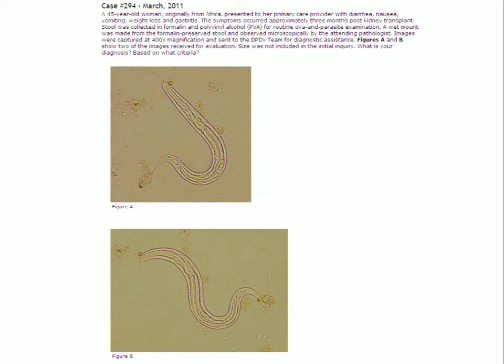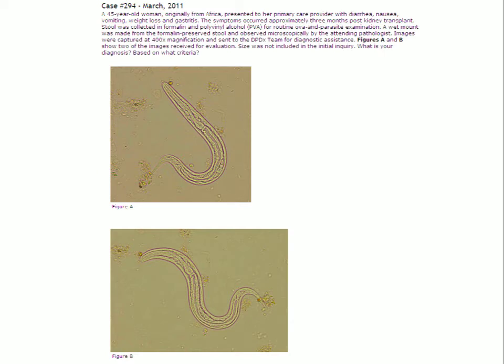2 more nematodes to go. And we'll start here with a 45-year-old woman, originally from Africa, presented to her primary care provider with diarrhea, nausea, vomiting, weight loss, and gastritis. Symptoms occurred about 3 months after a kidney transplant. Stool was collected in formalin and PVA for routine O&P exam.